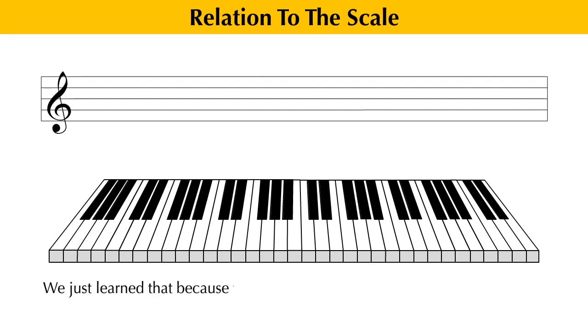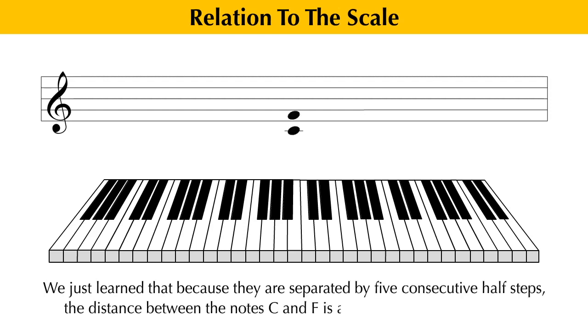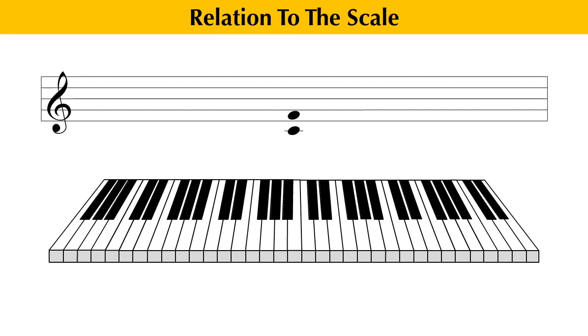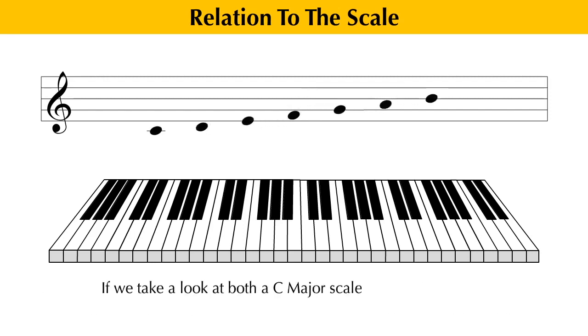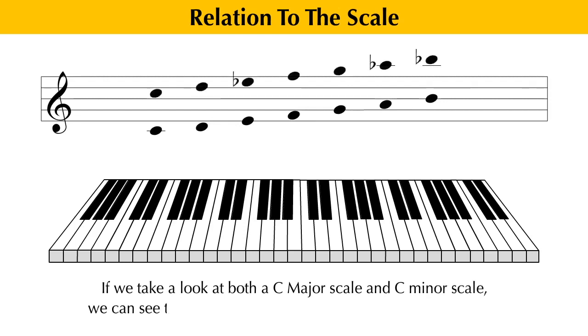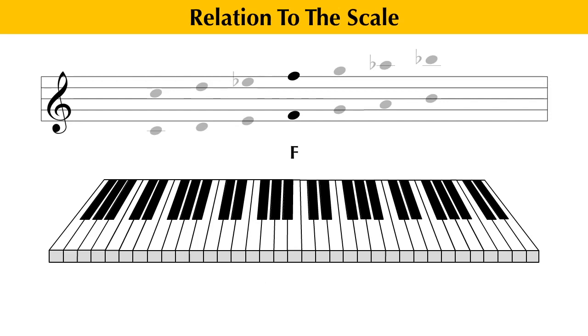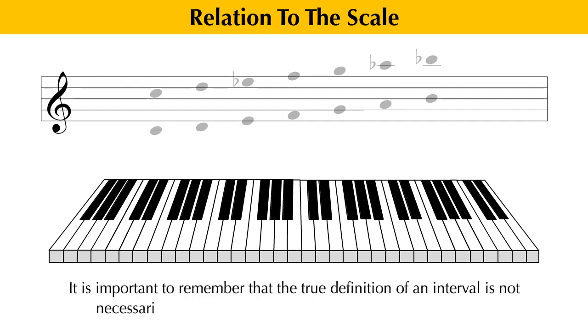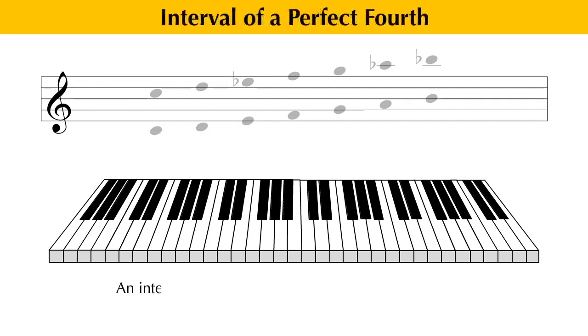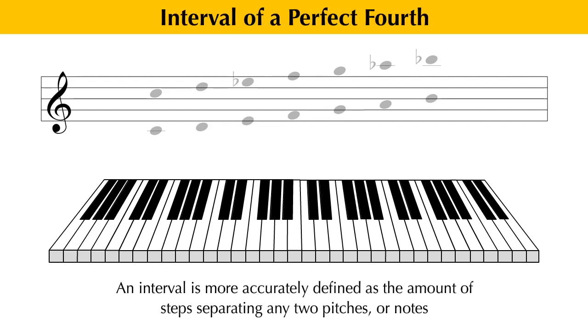We just learned that because they are separated by 5 consecutive half steps, the distance between the notes C and F is an interval of a perfect fourth. If we take a look at both a C major scale and a C minor scale, we can see that the fourth note in both scales is in fact F natural. Although it can be a convenient method for figuring out different intervals, it is important to remember that the true definition of an interval is not necessarily its position in the scale in relation to the root note. Rather, an interval is more accurately defined as the amount of steps separating any two pitches or notes.